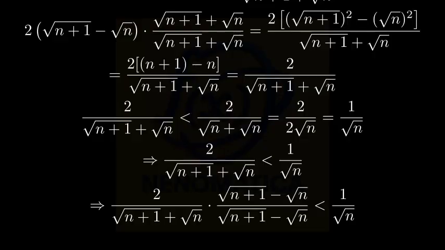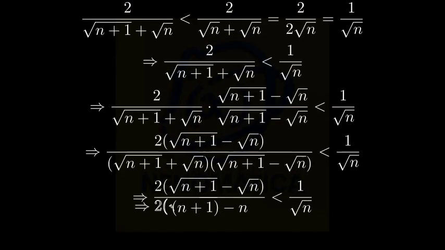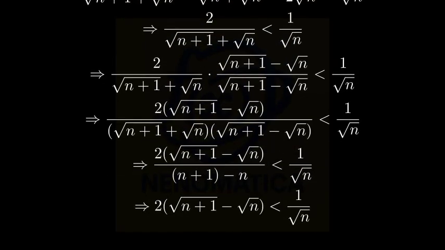Let's simplify the left side. We have 2 times the quantity square root of n plus 1 minus square root of n divided by the quantity square root of n plus 1 plus square root of n times the quantity square root of n plus 1 minus square root of n. The denominator simplifies to the quantity square root of n plus 1 squared minus the quantity square root of n squared, which is n plus 1 minus n, which is just 1. So our expression simplifies to 2 times the quantity square root of n plus 1 minus square root of n is less than 1 divided by square root of n.